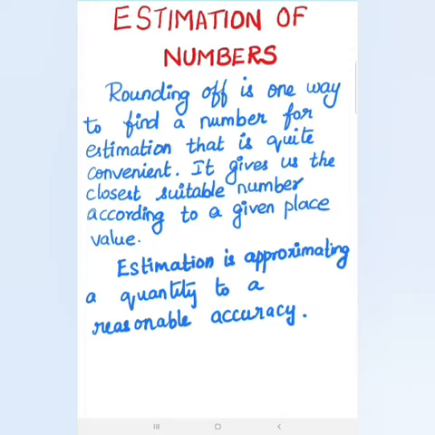Please listen here. Rounding off is one way to find a number for estimation that is quite convenient. It gives us the closest suitable number according to a given place value. Estimation is approximating a quantity to a reasonable accuracy.